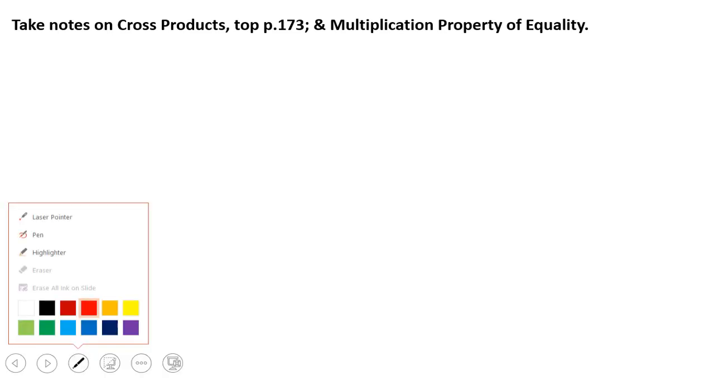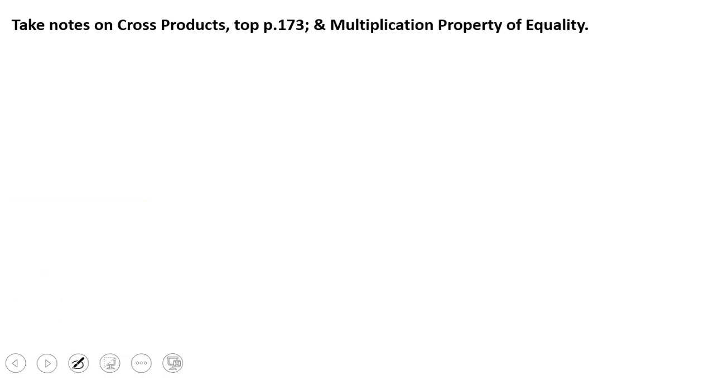Ladies and gentlemen, welcome to our second video, where you took some notes on cross products from the top of page 173 and from that green box to the left on multiplication property of equality. Two more methods that we are learning you can use to find out if two ratios form a proportion. Now, ladies and gentlemen, we're not going to spend any time on that multiplication property of equality in this video. We're going to spend it all on cross products because they're so important.